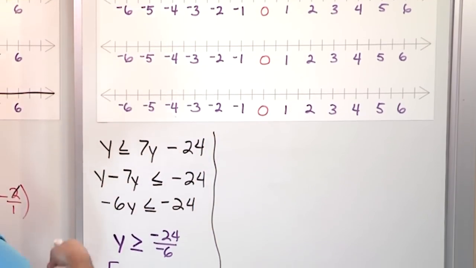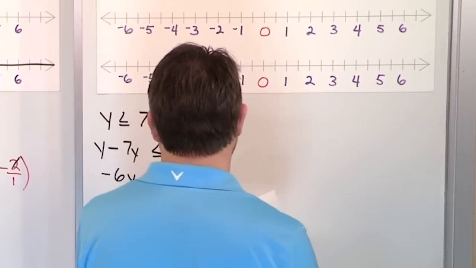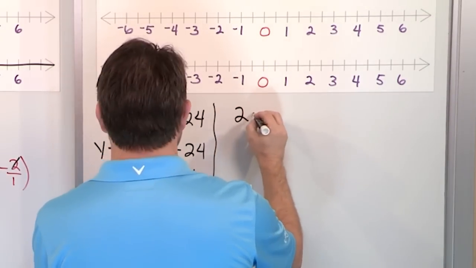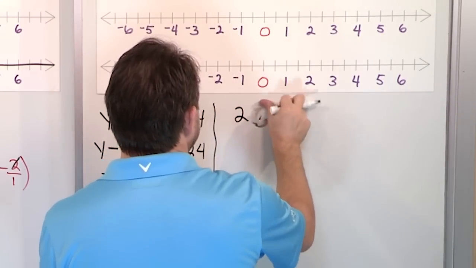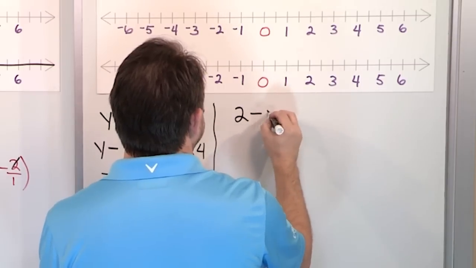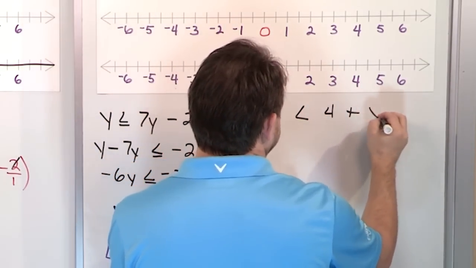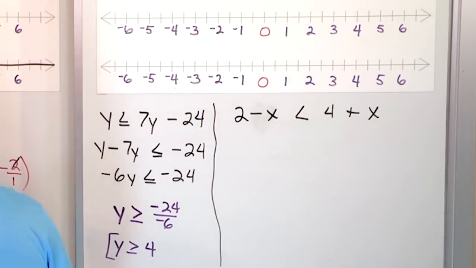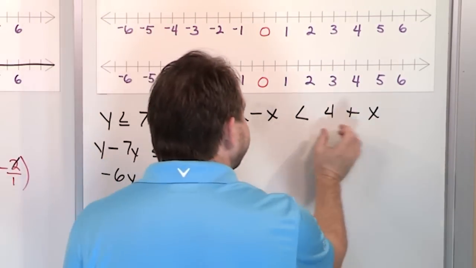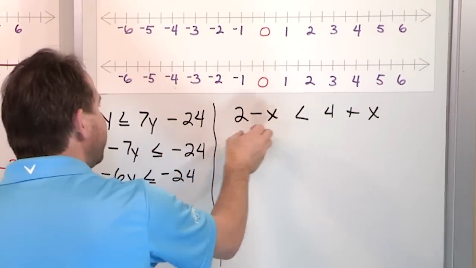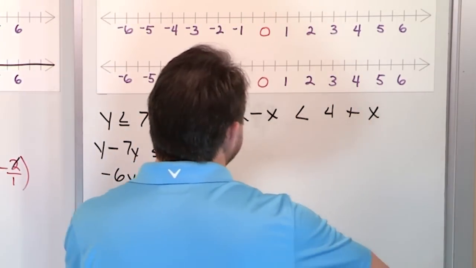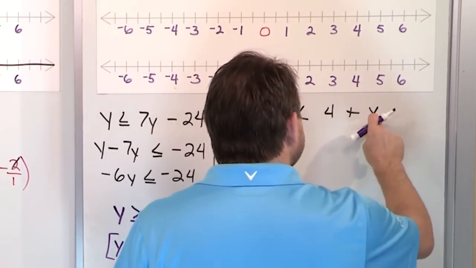All right, now we have one more that we're going to do in this lesson. What if we have 2, not 2x, 2 minus x, that's what I was trying to write, less than 4 plus x. So it's the same sort of deal with equations, right? You have some x's on the left, some x's on the right. You got to move the x's over here, you got to move the numbers over here. So what do? We're going to subtract x to move it over here.